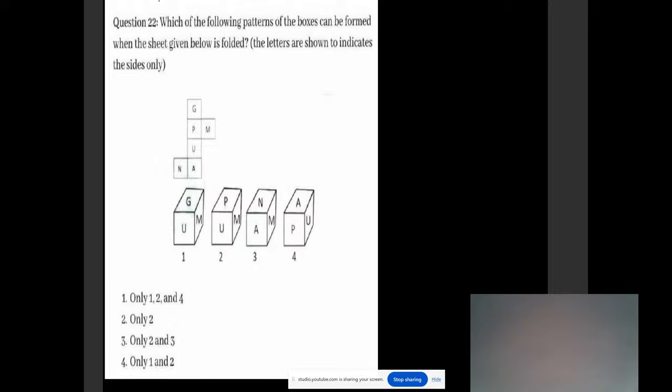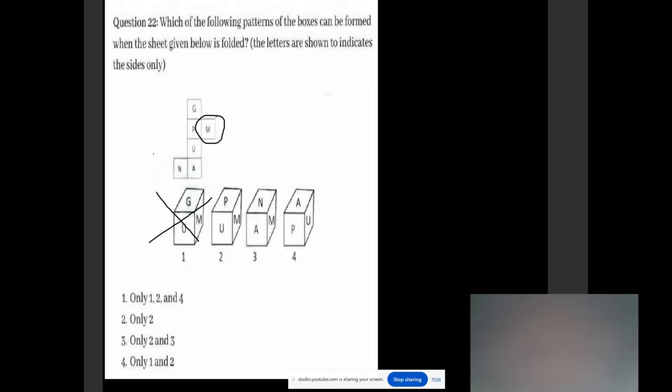So G and U are opposite, but if you observe the first one, G and U are not opposite, so this is wrong. It cannot be formed. Next, here M and N are opposite.